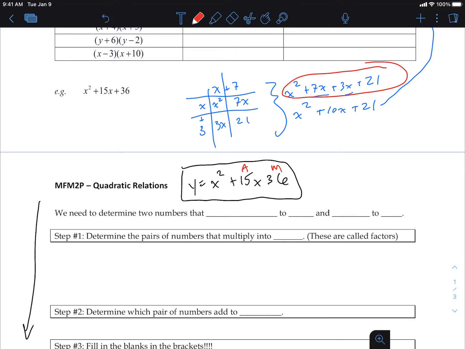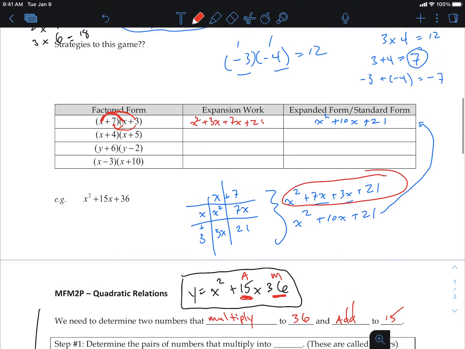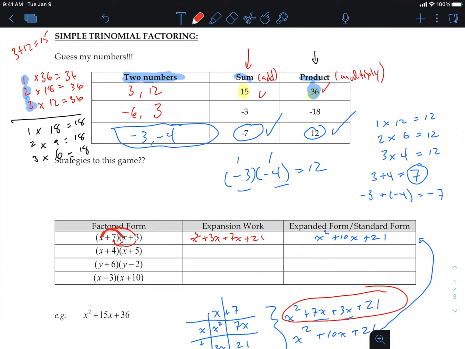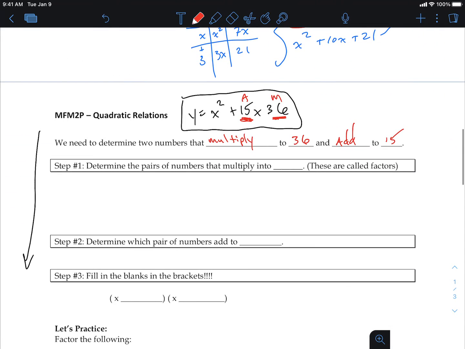So we need two numbers that multiply to 36 and add to 15. Remember, see where those come from? That's the game we're playing. So if we go back up here, numbers that add to 15 and multiply to 36. This is the game. We're just trying to figure it out. Determine the pairs of numbers that multiply into 36. Because we're talking about multiplication, we have to talk about the number that it's going into. These pairs of numbers are what are called the factors.